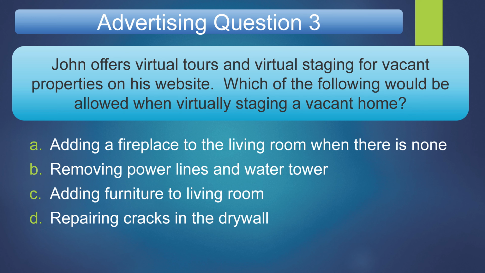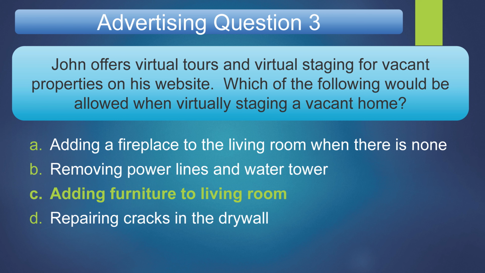Question number 3. John offers virtual tours and virtual staging for vacant properties on his website. Which of the following would be allowed when virtually staging a home? So the correct answer would be to add furniture to, say, the living room. In other words, if you had a vacant property and you wanted to say this is what it would look like with furniture, you could add some furniture to that virtual staging of a vacant home. However, adding a fireplace, obviously that is a fixture that they would expect to be there, and when you add that virtually, it's not there, so that would be false and misleading.